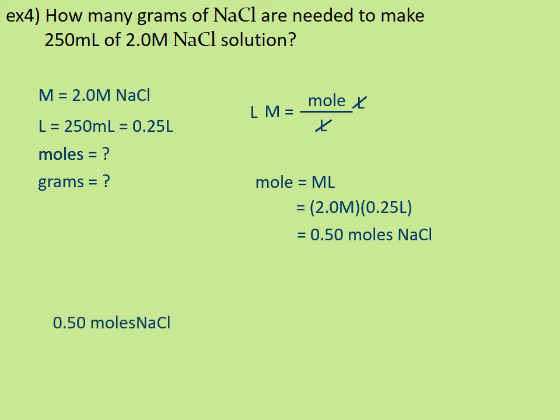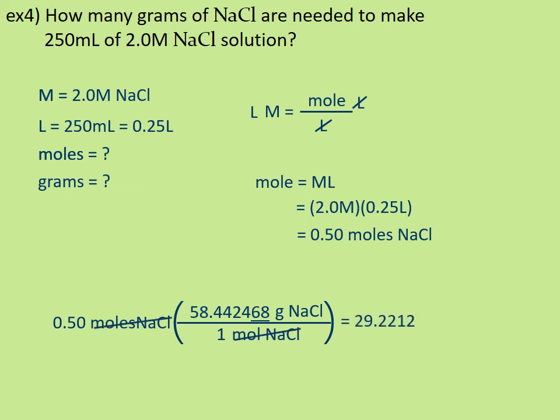Now to convert those moles to grams. So 0.50 moles NaCl, nice big brackets, moles on the bottom, grams on top. 1 mole equals the mass off the periodic table. Moles will factor out. I run it through my calculator. That gives me 29.2212, which is equal to 29 grams NaCl. That's it. We're all done.